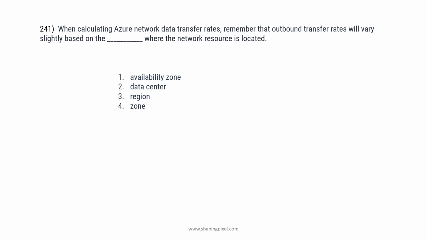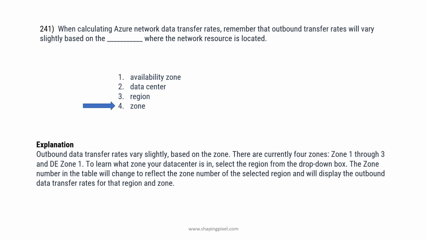Question number 241. So when calculating Azure network data transfer rates, remember that outbound transfer rates will vary slightly based on dash where the network resource is located. And you have four options. Option 1, availability zone. Option 2, data center. Option 3, region. And option 4, zone. So the right answer is option 4, zone. So outbound data transfer rates vary slightly based on the zone. There are currently four zones, zone 1 through 3 and DE zone 1.